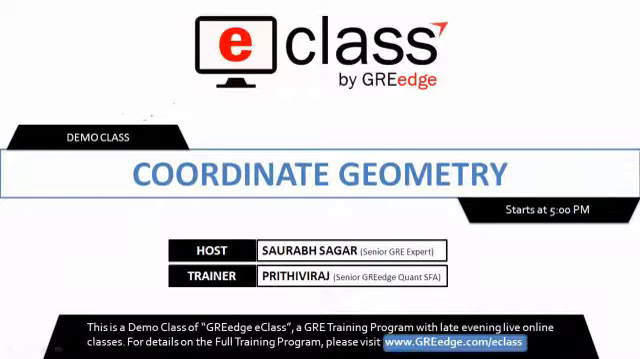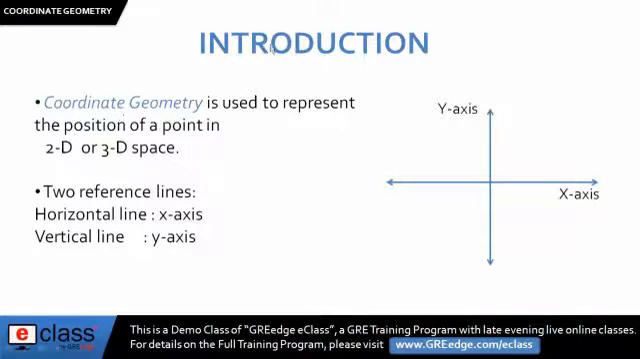So these are the kinds of things we are going to discuss in coordinate geometry 1. Hope you got an introduction. As I said, coordinate geometry can be of two different types: one is 2 dimension, another one is 3 dimension. 3 dimension is out of scope, so we are majorly focusing on 2 dimension.